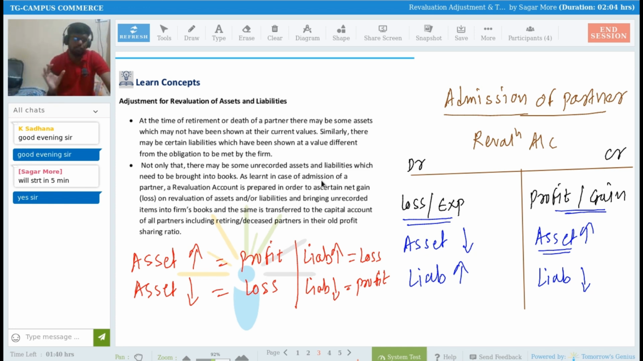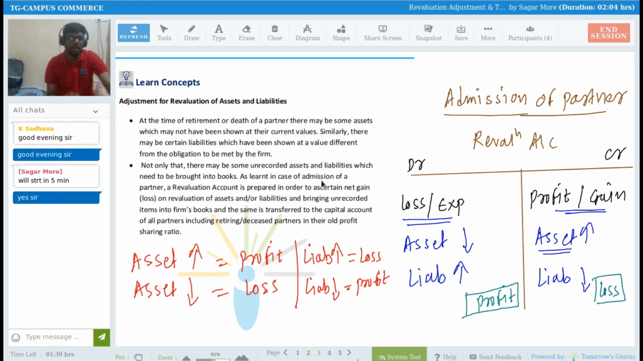At the end, when you close down the revaluation account, you will be finding either a surplus, that is nothing but revaluation profit, or revaluation loss. If you're getting a balance here on the debit side, it's a revaluation profit. And if you are getting a balance here, it is known as revaluation loss. Whichever side you get the balance, whether it's a profit or loss, you have to transfer that profit or loss towards all the partners, including the retiring partner, right?